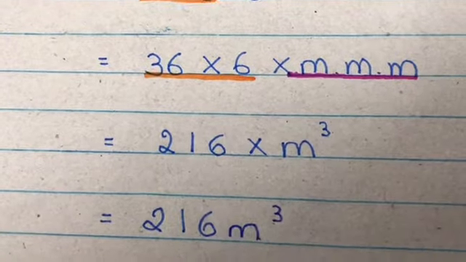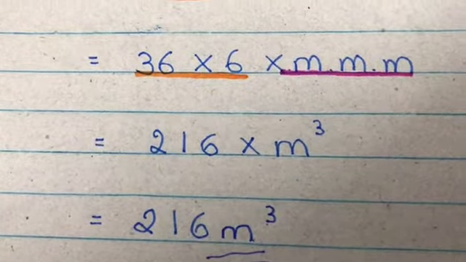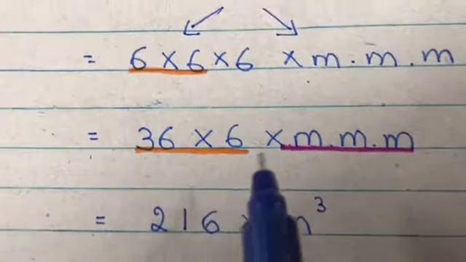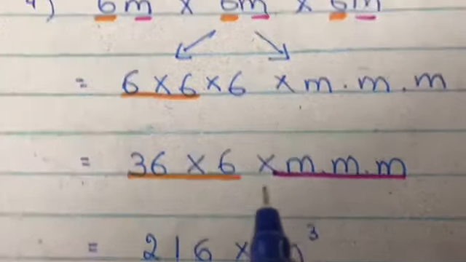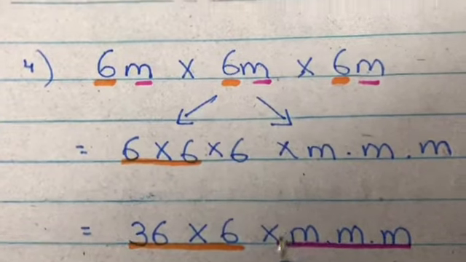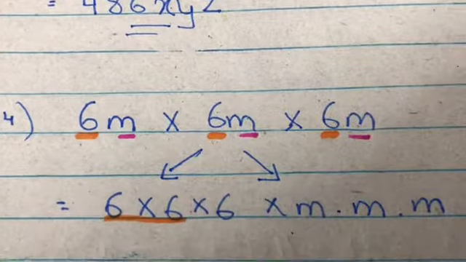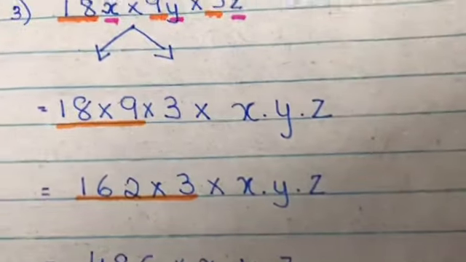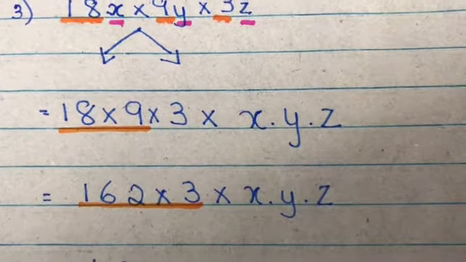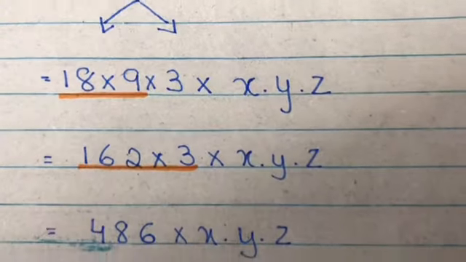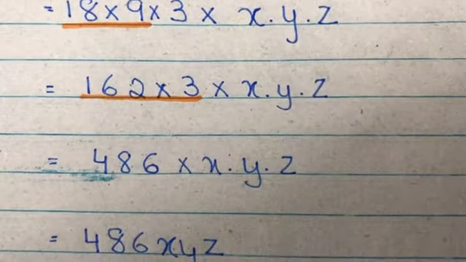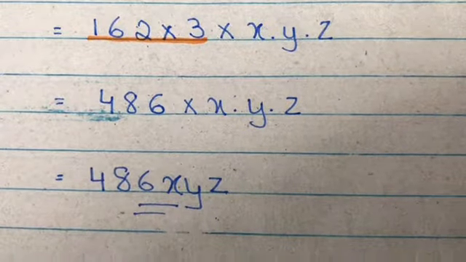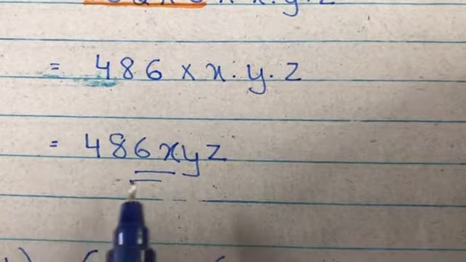216 m cube is your final answer. All right? In multiplication and division, you can multiply and divide unlike terms and like terms, both. These were unlike terms that you did earlier, just before this question. So they all can join together. You can find the product of all these together and get the final answer.